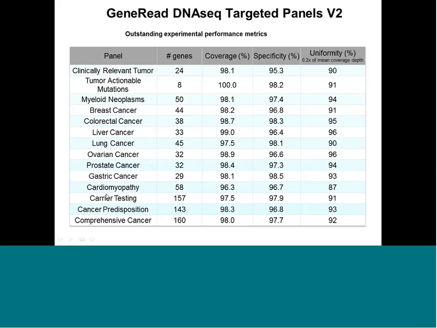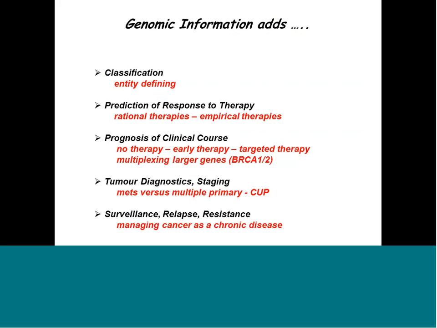And we have tested many of those, and indeed they have very high coverage with very high specificity, so you get really the sequence information on the exons and the genes that you have selected in your panel. So to summarize this, I think pathology is currently really changing by integrating genomic information into histopathological tumor diagnostics. We need to classify tumors better by adding genomic information.